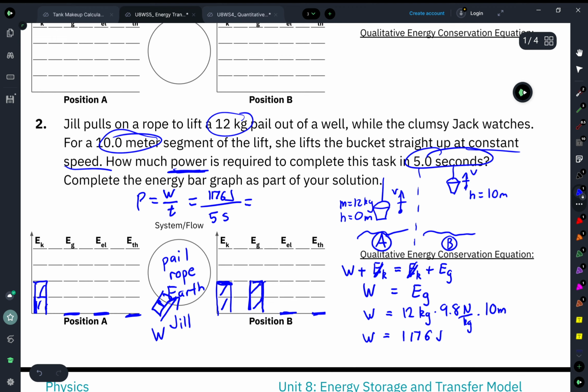So I'll divide that 1,176 joules by the 5 seconds, and I will end up transferring in 235.2 joules of energy every second, or we can say that that is going to be watts. This right here is going to be our answer. The amount of power required to complete that task in 5 seconds is 235.2 watts.